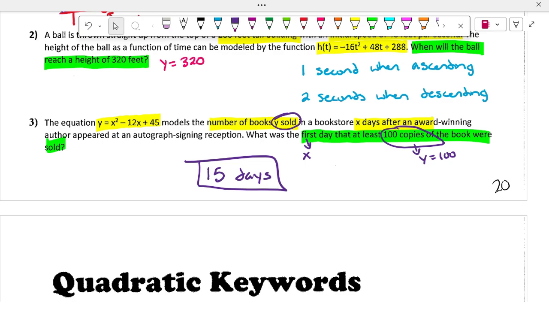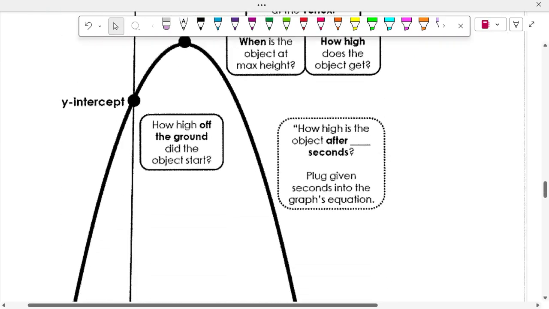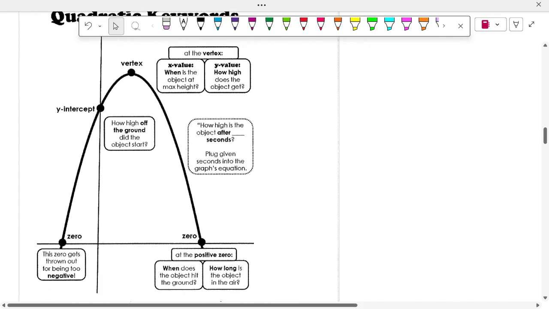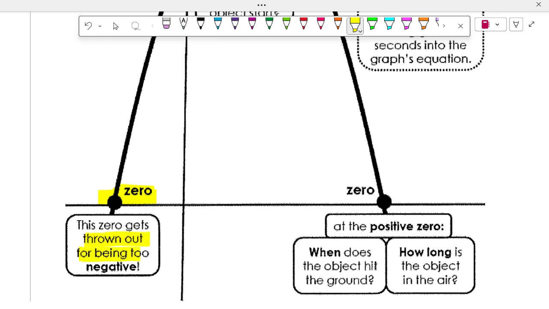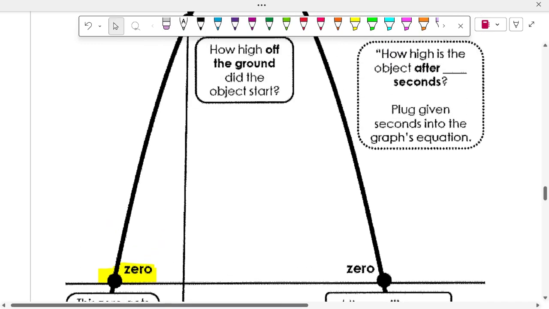So just a summary of all the projectile motion stuff. All right. So this picture is also on the journal entry for projectile motion because it does a pretty good job of kind of summing up what's going on. So first off, this negative x-intercept right here, obviously it's going to get thrown out because it's negative, because time cannot be negative.